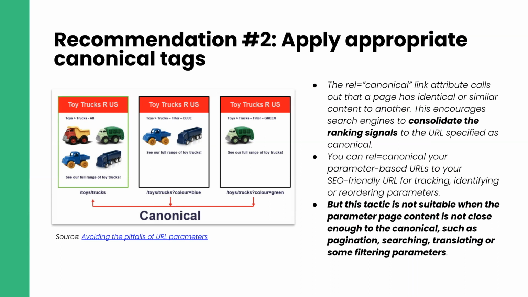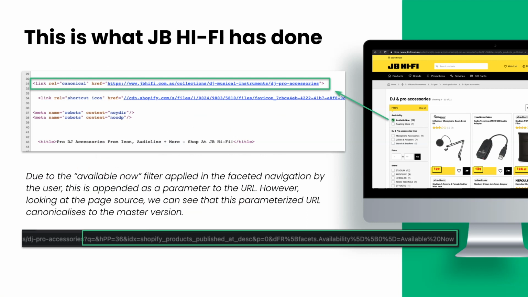The first point, I should highlight that, because by adding the canonical tag, you are pretty much attributing any link equity or link juice to the master page, which is what we want to do when we're talking about ranking signals. And that is exactly what JB Hi-Fi has done.